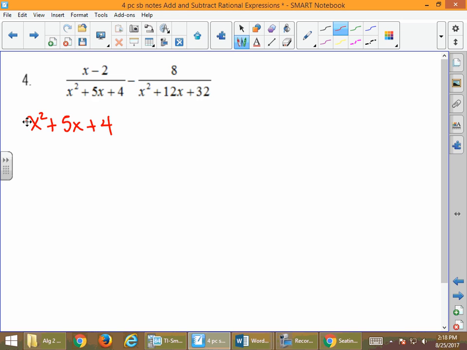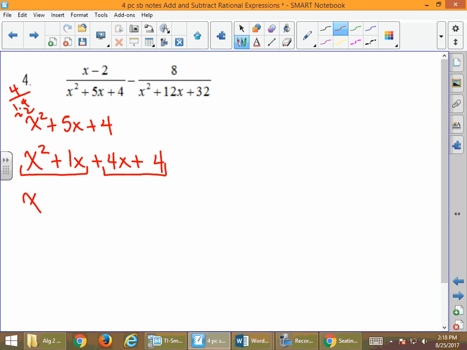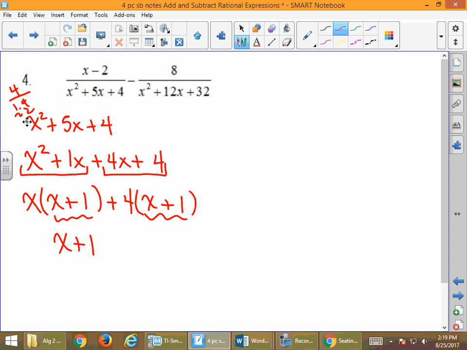But 1 times 4 is 4. And then our factors are 1 and 4, or 2 and 2, which are both very small there. But will either one of those factors combine to be 5? Yes. X squared plus 1x plus 4x plus 4. We factor by grouping. And our GCF is x. We're left with x plus 1. Over here, our GCF in the second group is 4. And we're left with x plus 1. So we have x plus 1 times x plus 4. And that's the factoring of our left-hand denominator fraction.